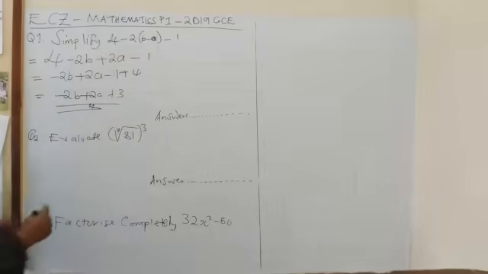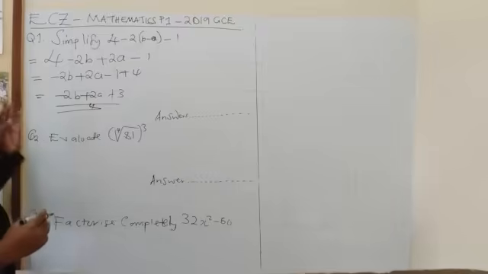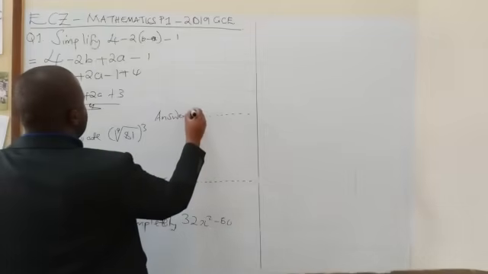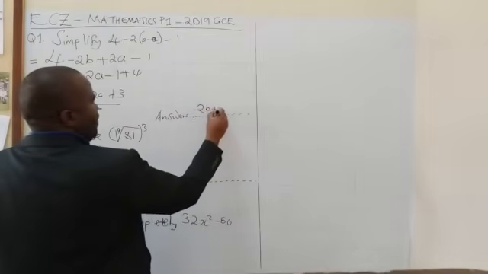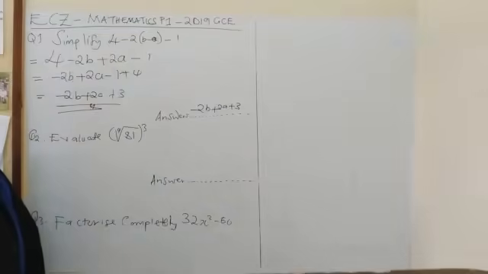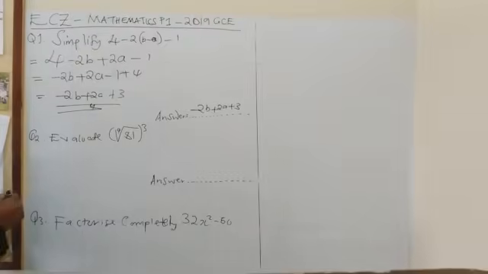So I'll do the first 3, then the last 20 I'll do them in the actual paper. Then you come and write your answer, say negative 2b plus 2a plus what? 3. That is our answer.